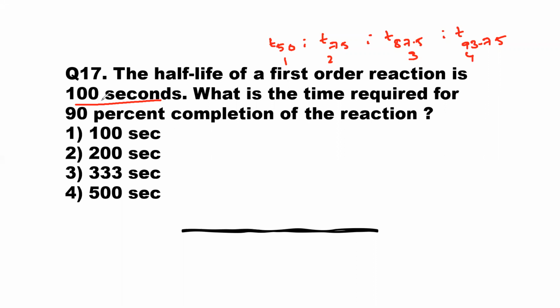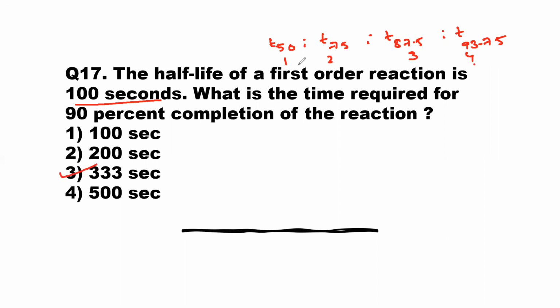So the answer should be greater than 300, because T half is 100 seconds. T87.5% means the time required for completion of 87.5% is 300 seconds. But they are given 90%, so it should be in between 300 to 400. So the answer is 333 finally.